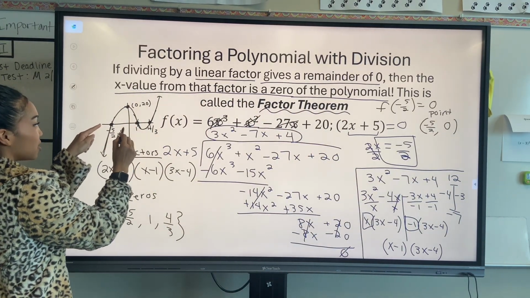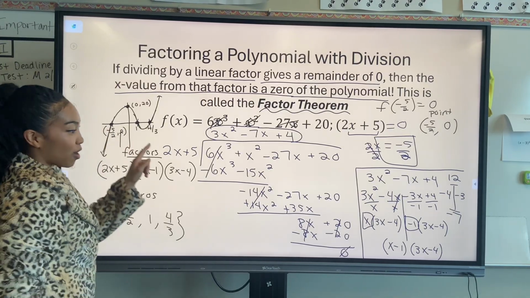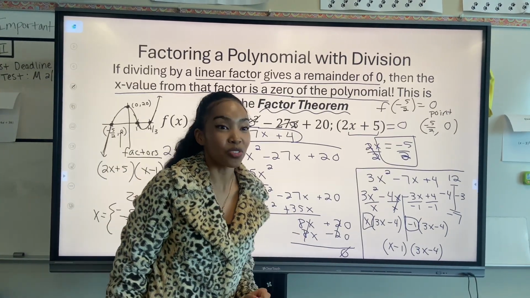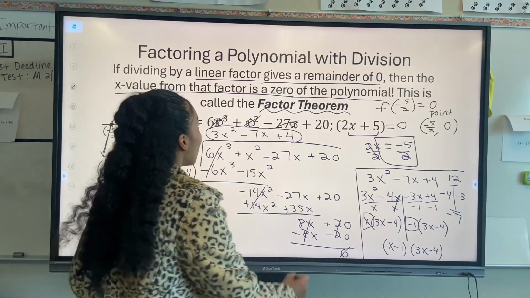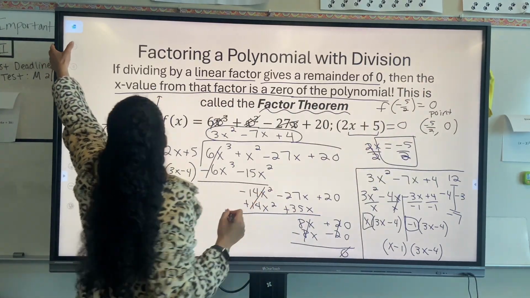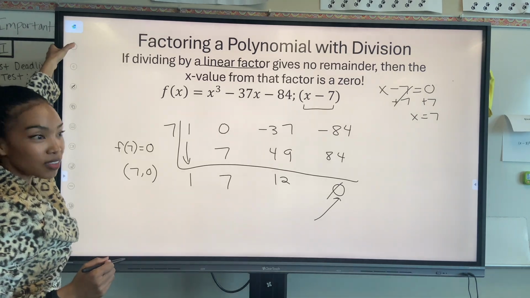The y value is 0. So that remainder of 0 actually represents the value of your y. Does that make sense? Okay. All right, let's move on. Any questions on this? Okay.